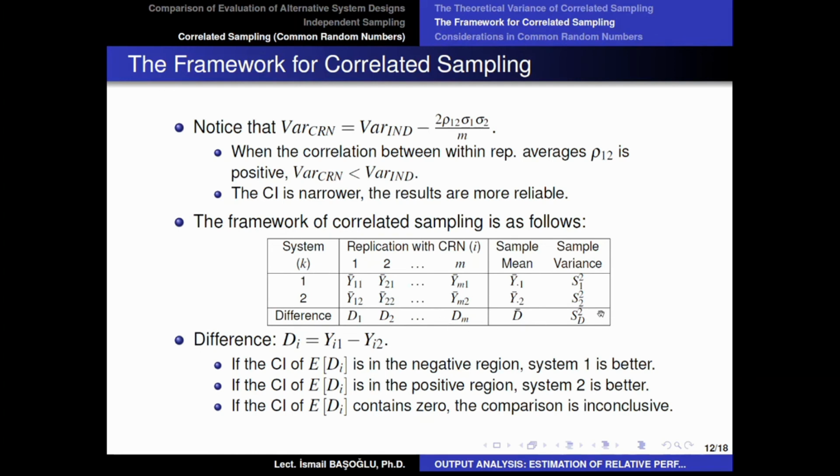And then, when you develop a confidence interval for the expected value of the differences, if that confidence interval is in the negative region, you will say that theta 1 is going to be less than theta 2, and system 1 is better. Please be careful. We are giving our examples in expected queue waiting times. Therefore, if the value is less, then it is better.